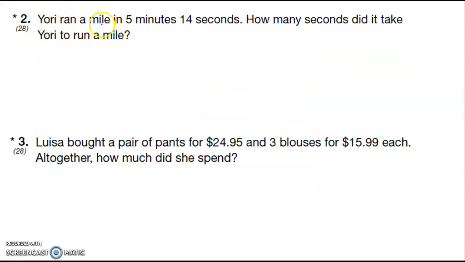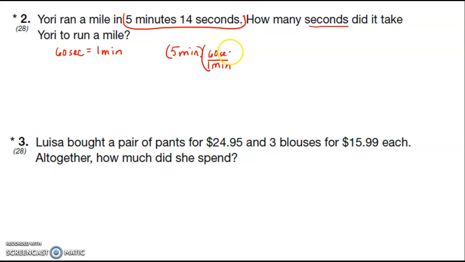All right, Yori ran a mile in 5 minutes and 14 seconds. How many seconds did it take Yori to run a mile? So we know that there are 60 seconds in 1 minute. So to find out how many seconds are in 5 minutes, I'm going to multiply by what we call a unit multiplier. This means my minutes are going to cancel, and I'm going to end up with seconds.